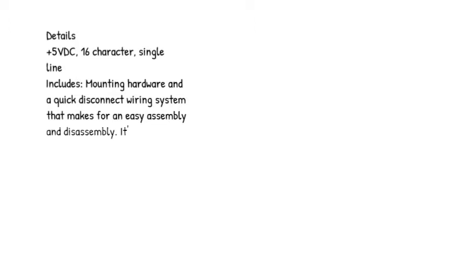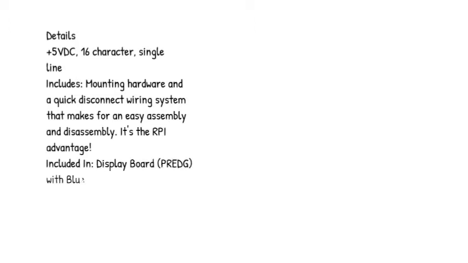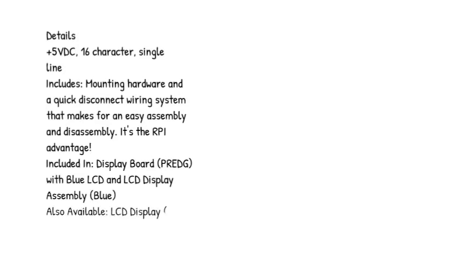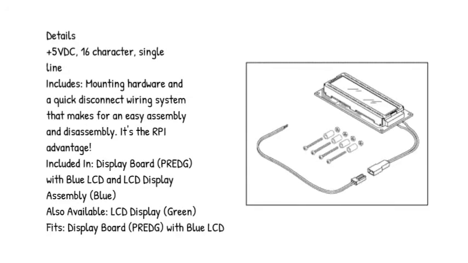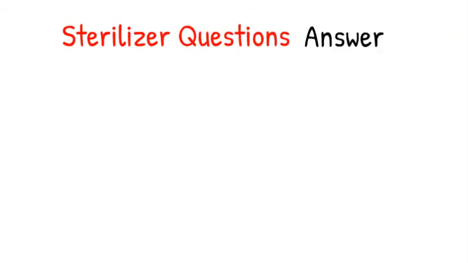Details: plus 5 VDC, 16 character, single line. Includes mounting hardware and a quick disconnect wiring system that makes for an easy assembly and disassembly. It's the RPI advantage. Included in display board, PREDG, with blue LCD and LCD display assembly, blue. Also available, LCD display, green, fits display board, PREDG, with blue LCD. Sterilizer questions answered.